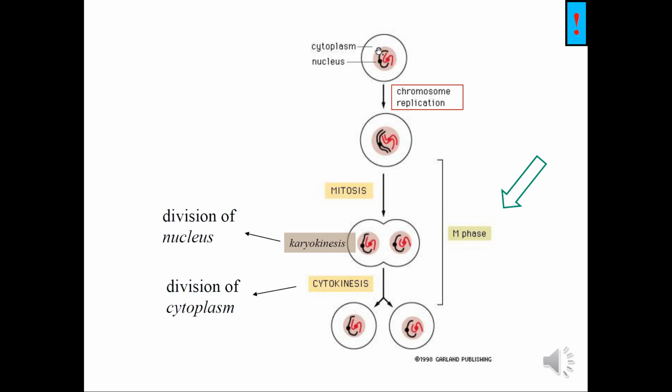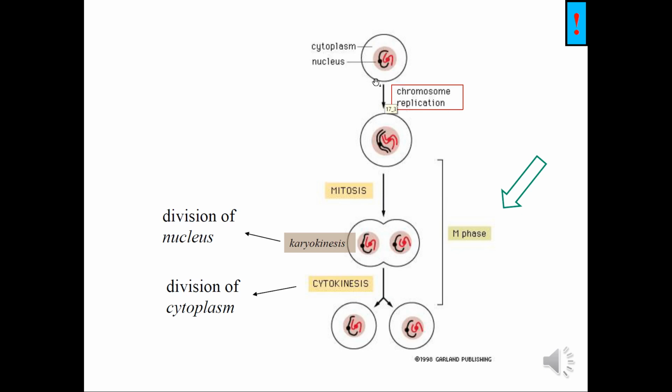So this cell is right now at which stage? Give yourself 2 seconds. Think about which stage of the cell cycle this cell is in. Because here it says chromosome replication. So at the point of this arrow, the chromosome replicates. So this cell is in G1. And in G1, there's a checkpoint.